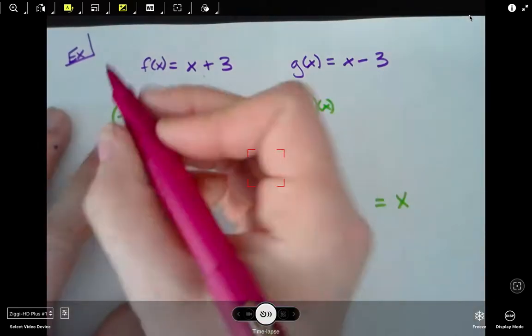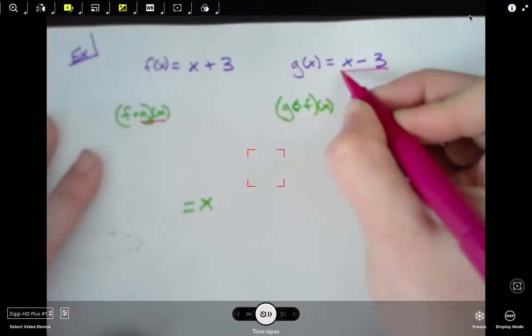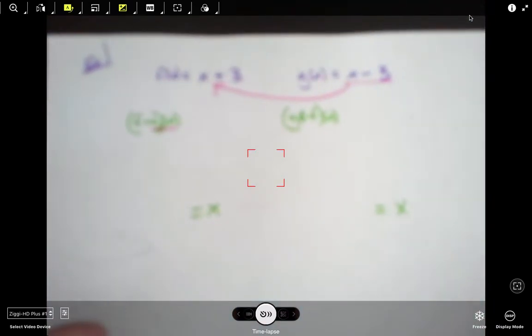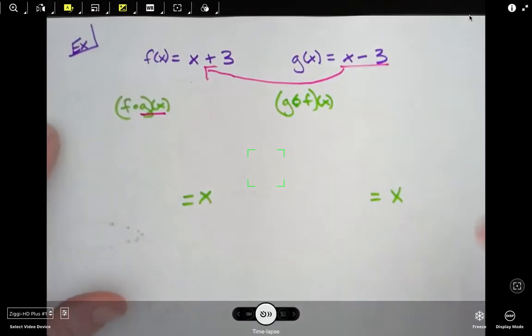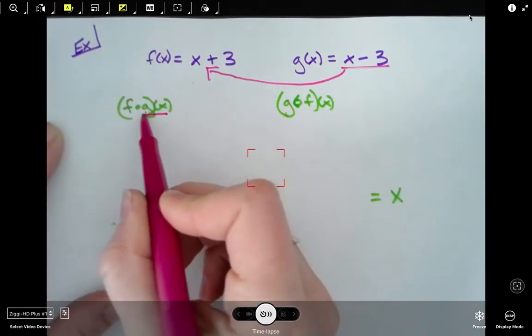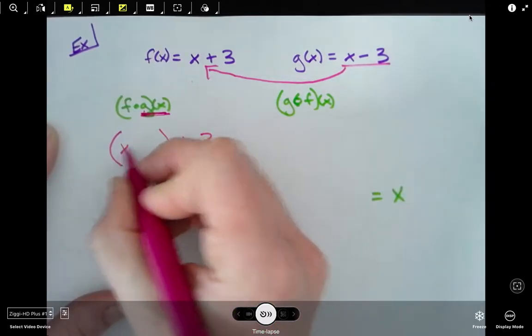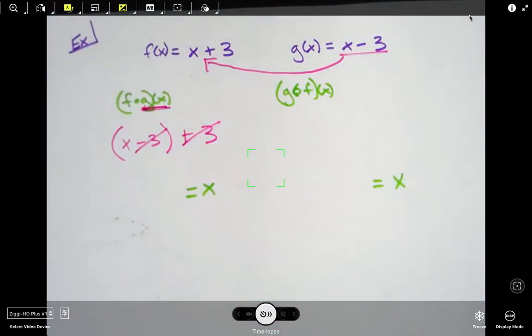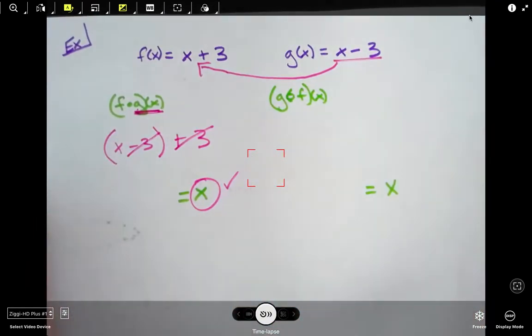Okay, in this left side one, g goes inside of f. G is this guy. He's going to get plugged inside of f right there. There we go. Okay, g is going to get plugged into f. G is the inside function. He's on the inside. So instead of it being x plus 3, x minus 3 is going inside of there. Yeah? Okay, now, negative 3 and plus 3 are going to cancel out. Does that equal x? Yes, good.